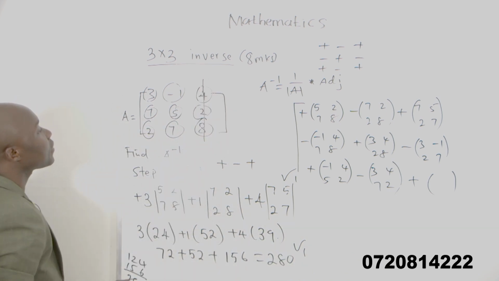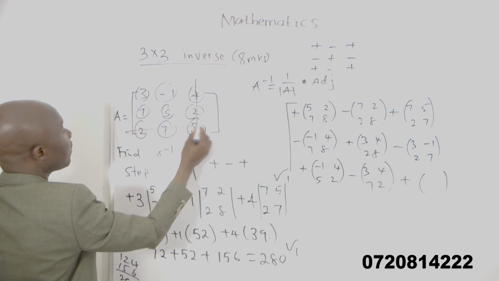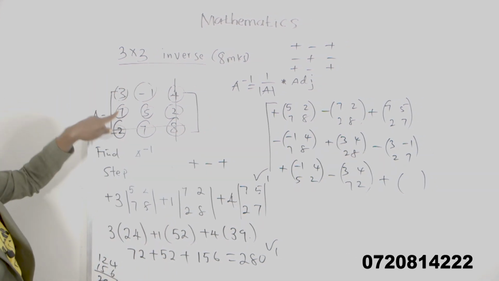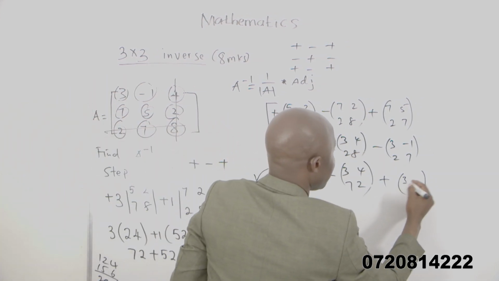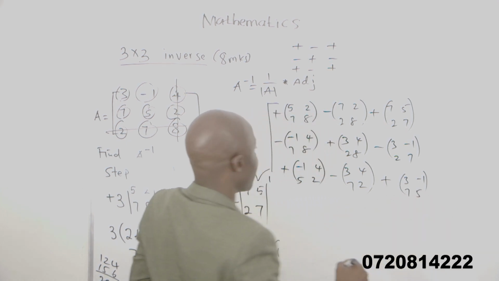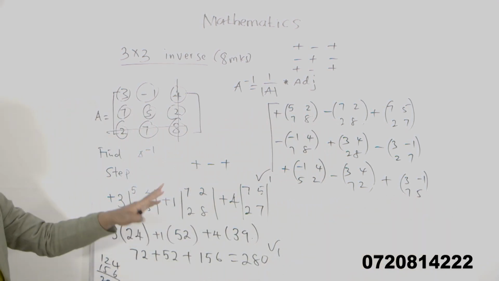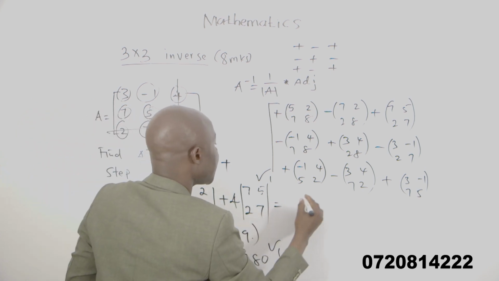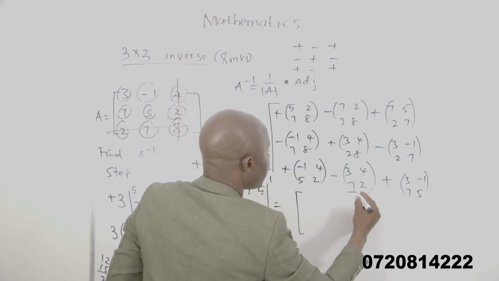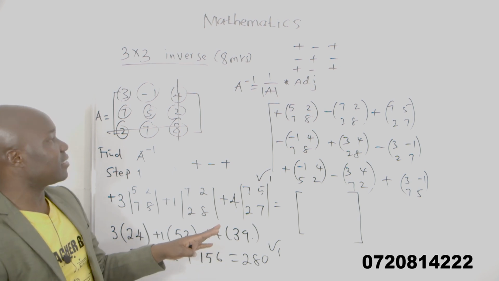Then lastly, we have the positive at 8. Delete the entire row and the entire column. We will remain with 3, negative 1, 7, 5. Then we get those determinants to create what is called the adjoint before we transpose it.